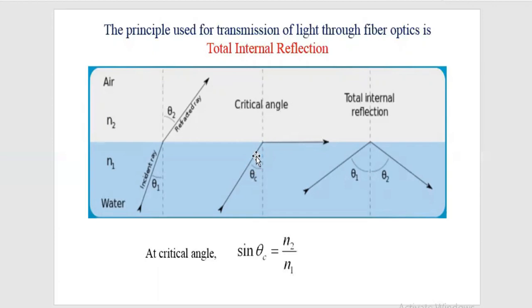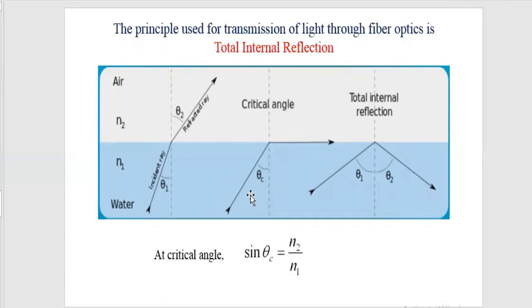So what is the critical angle here? When a light ray moving from denser medium to rarer medium has an angle of incidence equal to the critical angle, the refracted ray grazes the surface of the medium. It moves along the surface of the medium. That is, here the angle of refraction is 90 degrees. So when the angle of incidence is equal to the critical angle, the angle of refraction is 90 degrees.